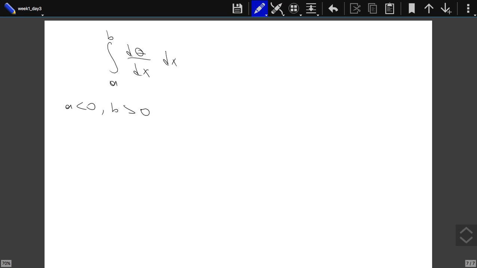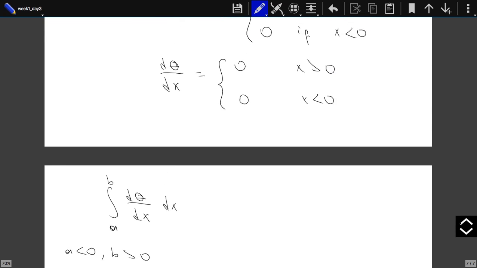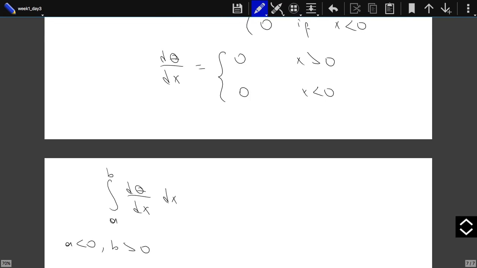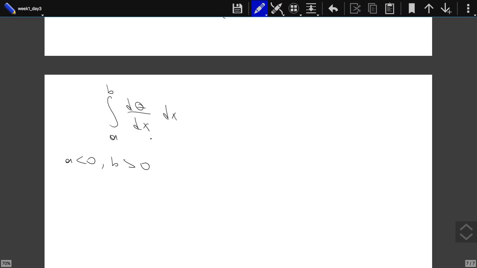Well, on one hand, we know that everywhere except maybe at 0, this function is 0. So naively, we would expect this integral to be 0, just like in our previous example. But if you use the fundamental theorem of calculus, which tells us that if you are integrating the derivative of a function, then the integral is nothing but the difference of the values of that function between the two endpoints. Now, a is less than 0, so we know that θ(a) is 0, but b is larger than 0, θ(b) is 1. So this is equal to 1.